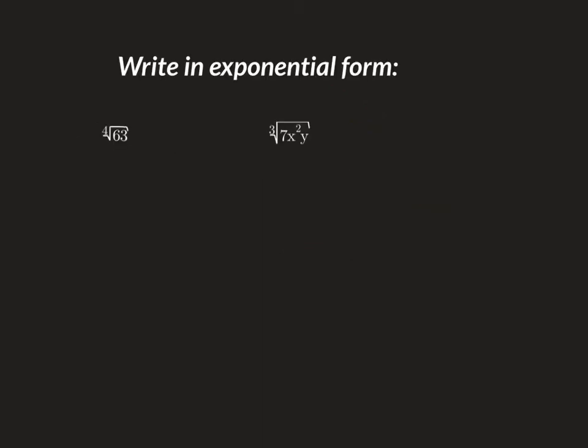All right, gonna go backwards here. This is write in exponential form. Can't make those any bigger, tried to earlier. So the first one says the 4th root of 63. Because it's a 4th root, the 4 would go on the bottom. 63 doesn't have an exponent, which means it's raised to the 1st power. So it's 63 to the 1/4 power.